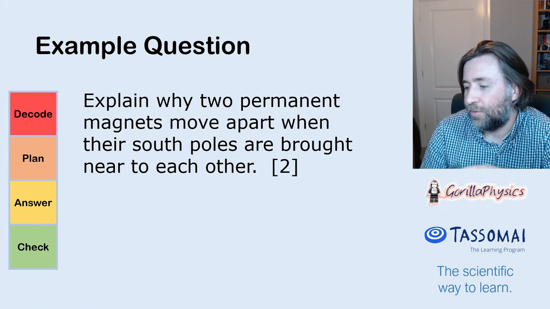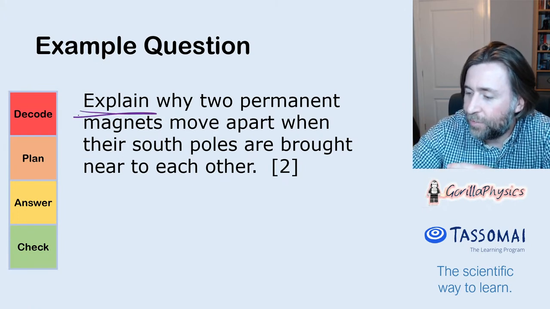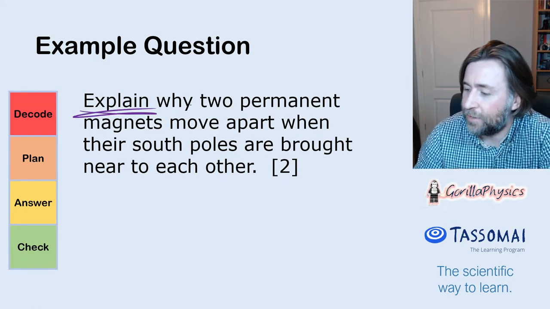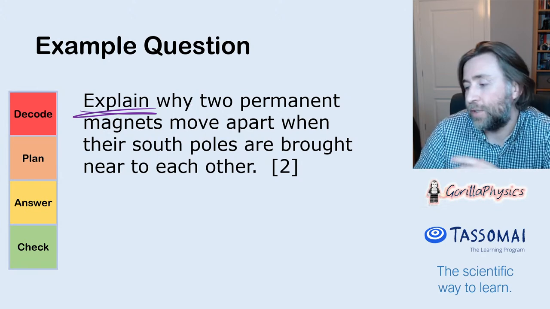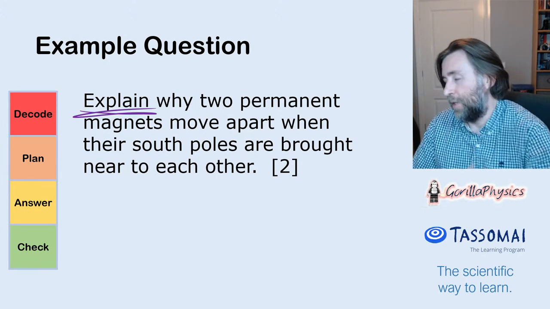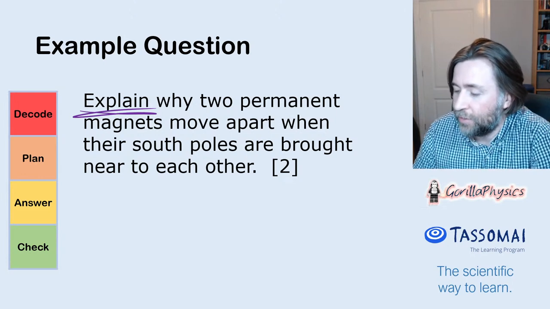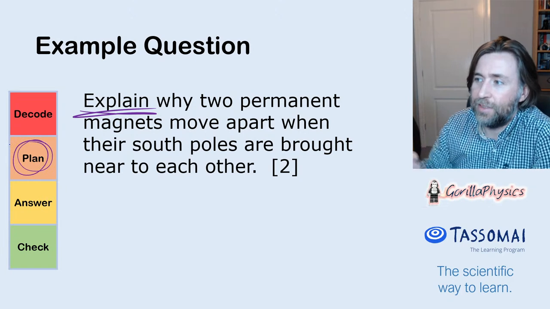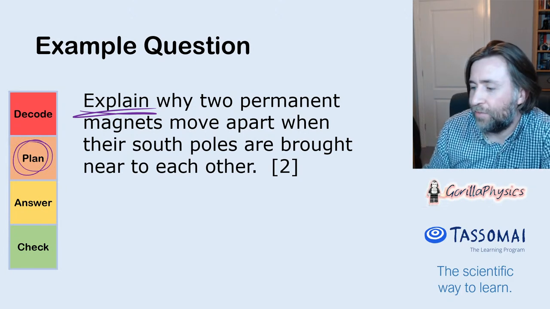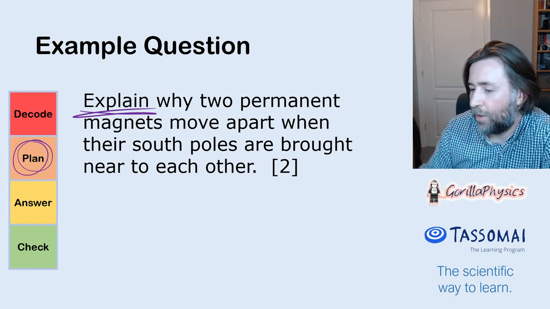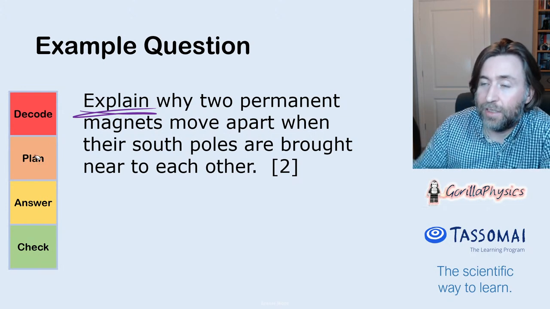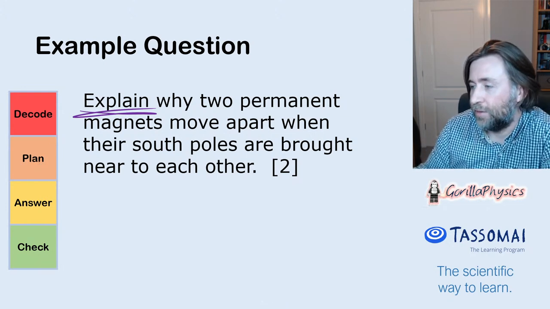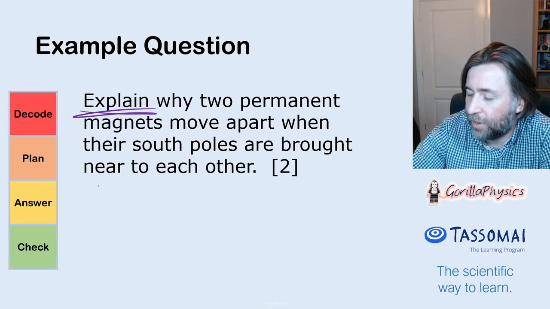So here's an example question from this. Explain, this is our decode step. Explain why two permanent magnets move apart when their south poles are brought near to each other. So in your answer, you need to be thinking about those magnetic fields, and you need to be thinking about what haven't they told me? They've told me they move apart. They haven't said they repel. So perhaps part of our answer is that. Now we start writing our answer.